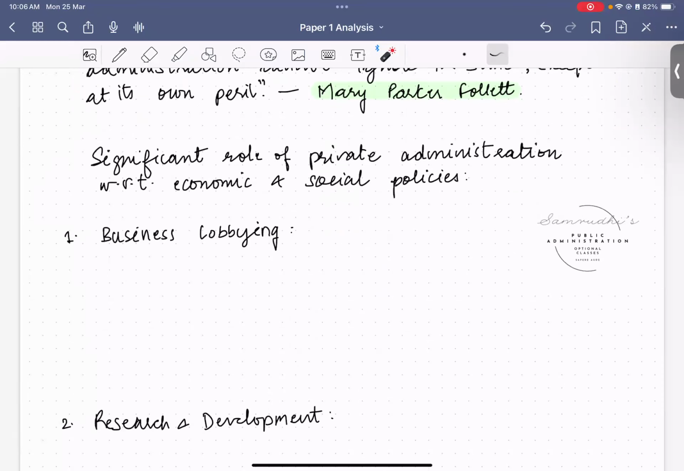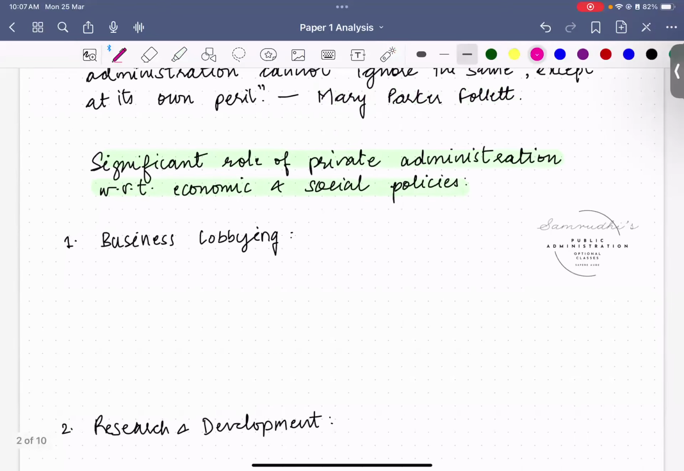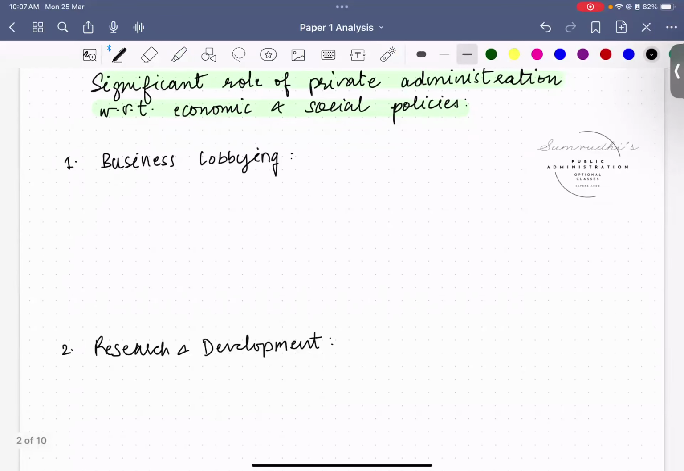Now comes the body part: the significant role of private administration with respect to economic and social policies. First of all, we have the concept of business lobbying. In what ways does the private sector play the role? First, it has this lobbying part. What do you understand by lobbying?